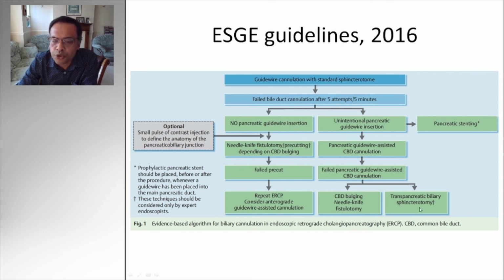If you are going to use transpancreatic biliary sphincterotomy or fistulotomy, then the ESGE guidelines advise that you should be an expert endoscopist. Also, it is advised that if a wire has been placed in the pancreatic duct, then a stent should be placed to minimize the risk of post-ERCP pancreatitis.